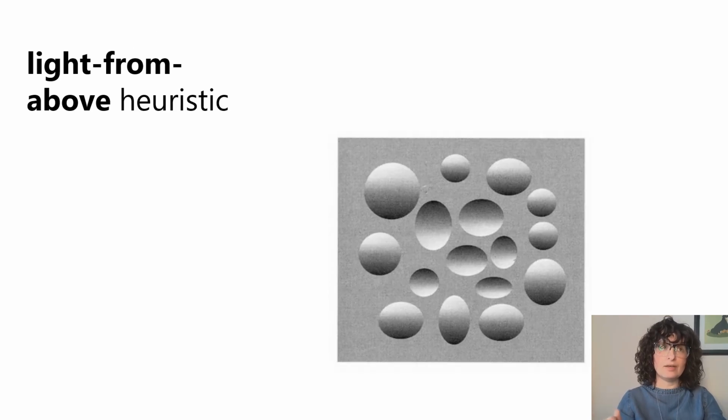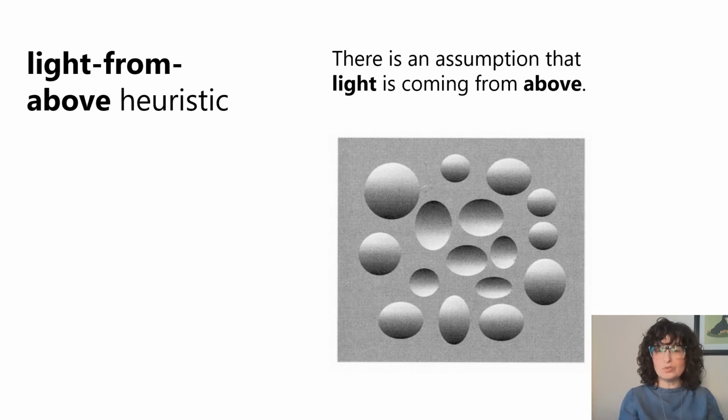There's another effect that we see called the light from above heuristic. So, looking at this array of circles over here, are they popping out or are they sunken in? If you are having the typical perception, then probably what you're experiencing is that the circles along the outside are popping out and the circles on the inside are sunken in. And the reason that we have that interpretation is because of the light from above heuristic. Essentially, this is the idea that we assume light is coming from above. That's true outside, but that's also typically true indoors as well.